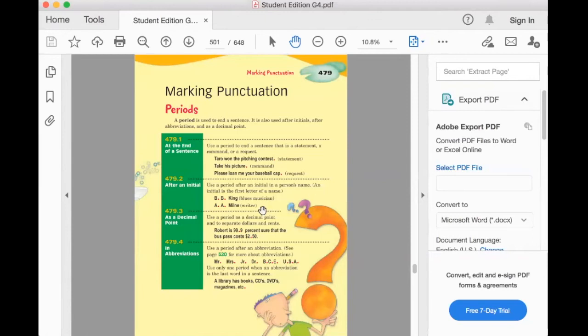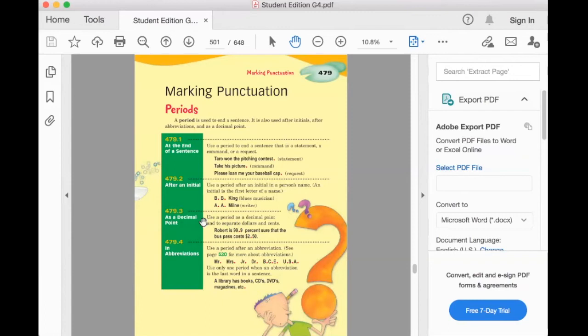Where were we? We were over here. I think we were reading after a person's name. So now it's B.B. King, blues musician, A.A. Milne, writer. Read this last. And guys, at the end of this page, I'm going to ask you if it's too simple, we'll move on. How about use a period, Fiona? Go ahead and read from here.